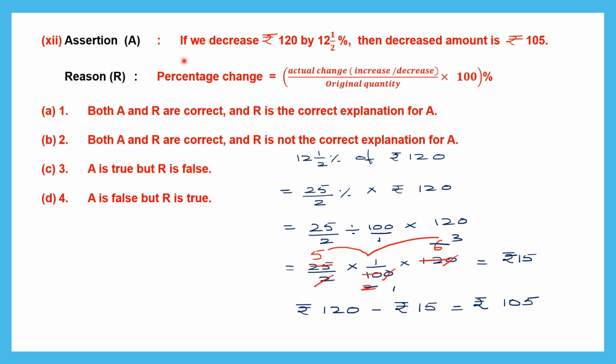rupees. The assertion states that if we decrease 120 by 12 1 by 2%, that means the decreased amount is 105 rupees, which we have just found. That means assertion A is true. So assertion A is true.